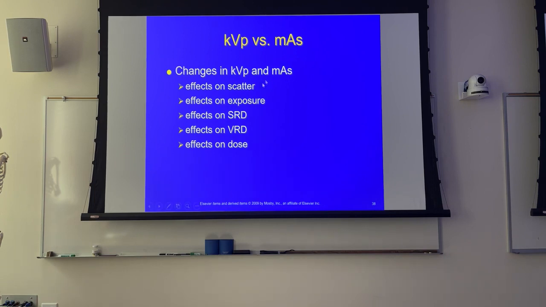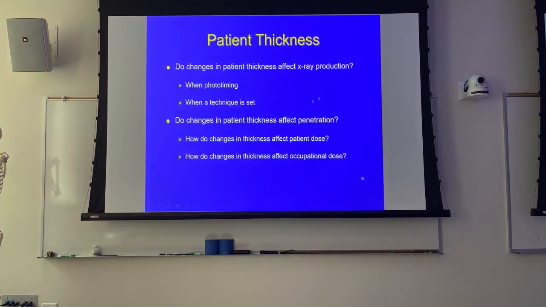So with mAs, scatter, none. Exposure, as mAs increases, exposure increases. Sharpness or recorded detail, possibly with mAs. No change in visibility or recorded detail, and the effects on dose are direct. So with KVP, remember it's direct, but it's exponential. With mAs, it's just direct.